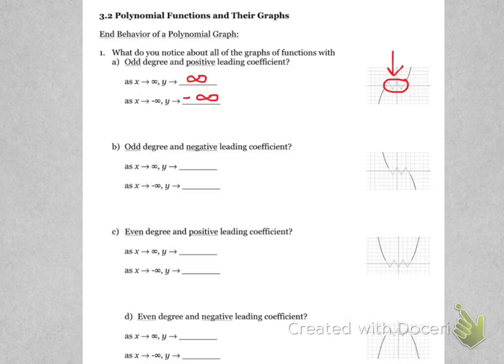We're strictly just looking at the end behavior. All right, so for B, if we have an odd degree and a negative leading coefficient, as we go to the right, the function goes down. And as we go to the left, the function goes up. Then if we have an even degree and it's a positive coefficient, both ends go up, and an even degree, but negative leading coefficient, both ends go down.